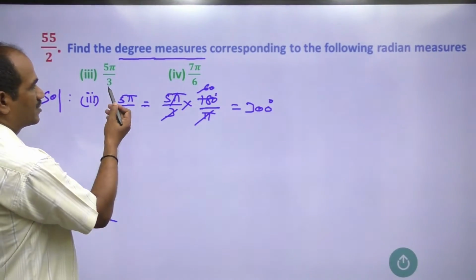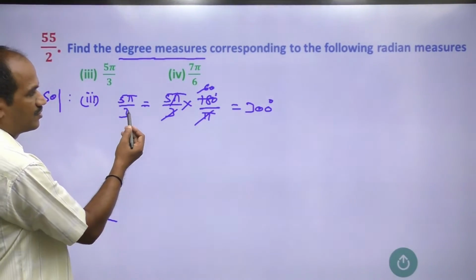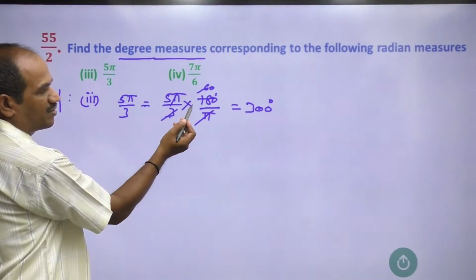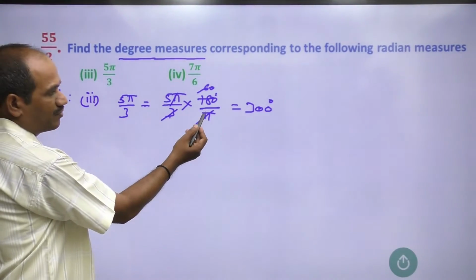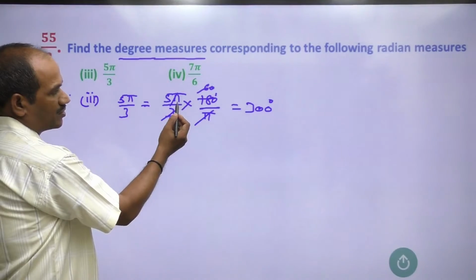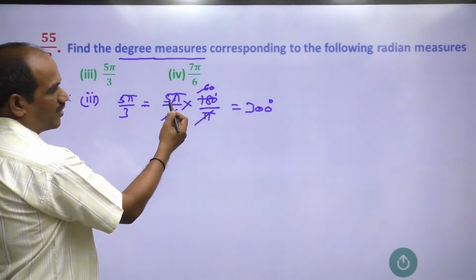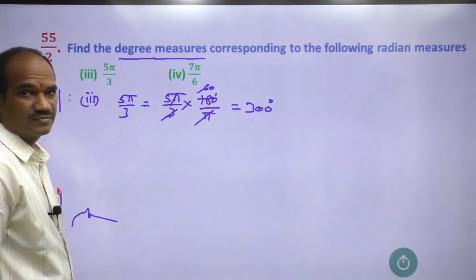First question, 5 pi by 3. So 5 pi by 3 into the degree measure, 180 by pi. Pi gets cancelled. 3 times 60, so 5 into 60 is 300 degrees.